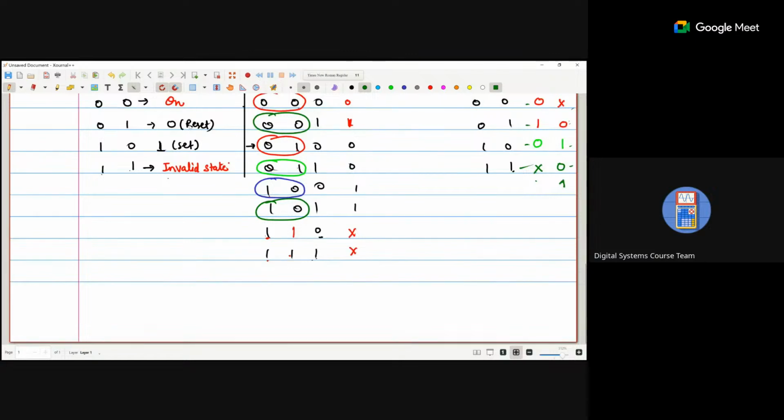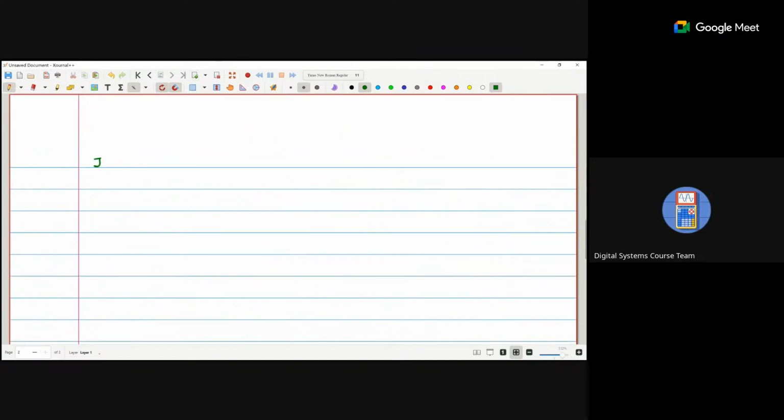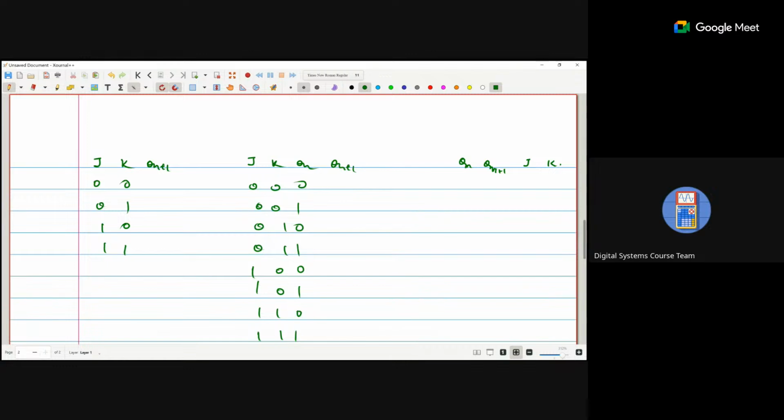Now similarly for the JK flip flop. The problem with the SR flip flop is the invalid state. Okay, so we go with the JK flip flop. So JK, Qn plus 1. J and K: 00, 01, 10, 11, and the Qn combinations. So JK 00 is Qn. This is 01. Here we are getting the Qn bar.